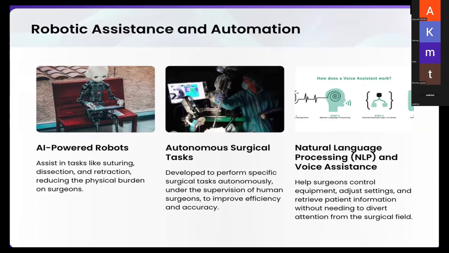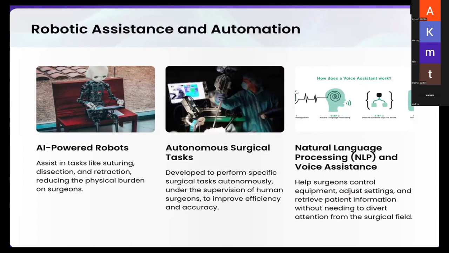Also, AI-powered robots in robotic assistance and automation are a part of this field. Systems like the da Vinci surgical system use AI to enhance precision and control during tasks like suturing and dissection. Also, autonomous surgical tasks: AI performs specific tasks autonomously under human supervision, improving the efficiency.